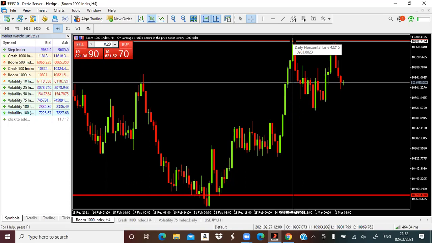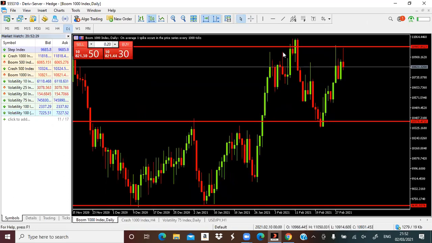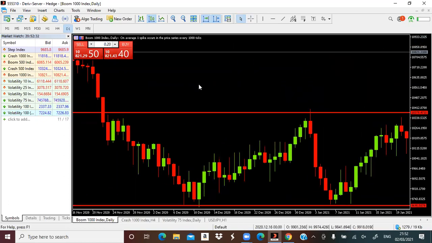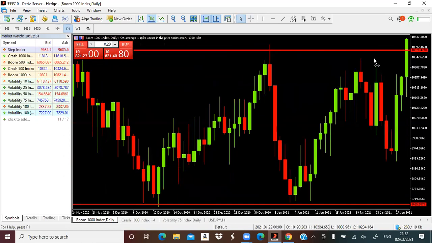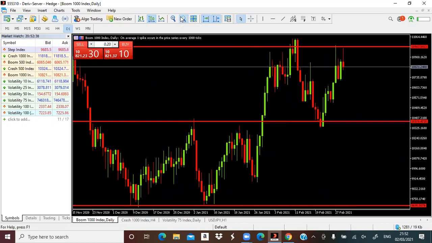This is 2nd February. Is it 2nd February? Yes. Let me use a higher time frame. Okay, look at what price did. Price went to this point and it went back. So price usually respects this turning point. So you have to learn how to mark this zone.